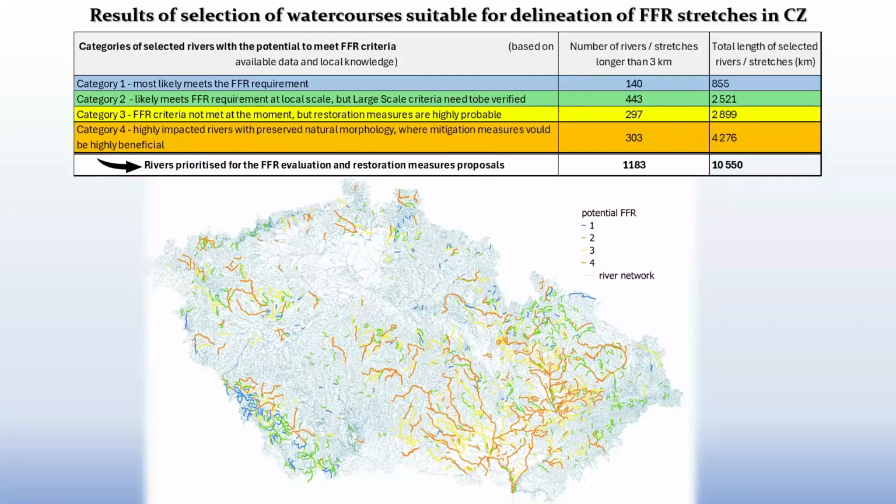So we have about 1,200 rivers or river stretches longer than 3 kilometers, which fell into those 4 categories and are worth restoration effort. In kilometers, it's about 10,000 kilometers of rivers. But to explain, it's not a real number, because we selected rivers or river stretches longer than 3 kilometers, but it doesn't mean that all the selected rivers will fulfill the criteria. So we will look at each river, but it doesn't mean that the whole river will count for those kilometers. So it will certainly be less than this number.